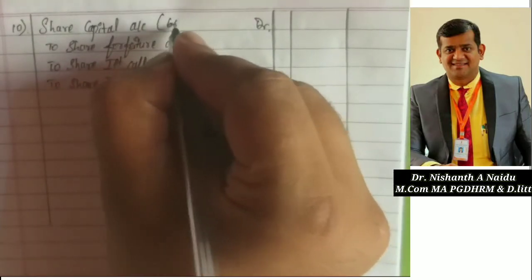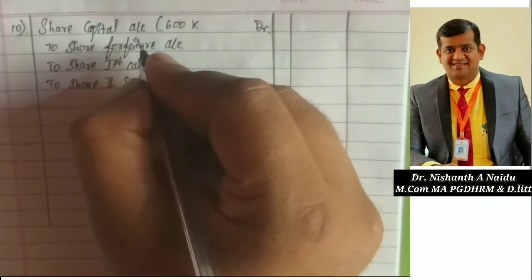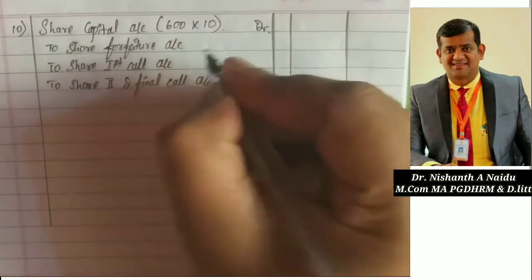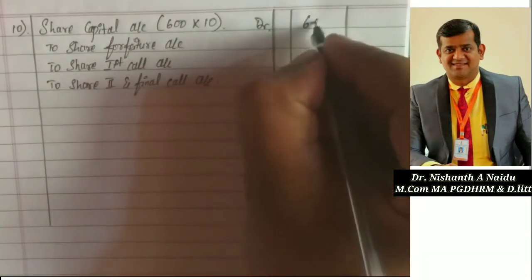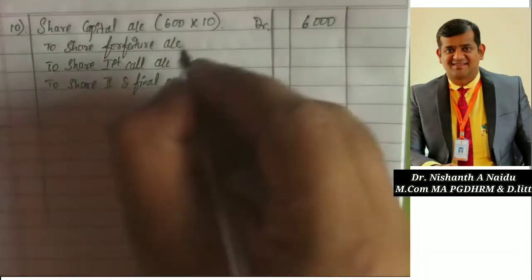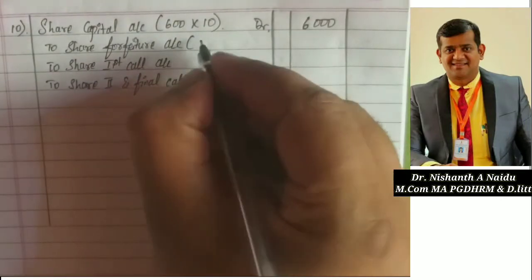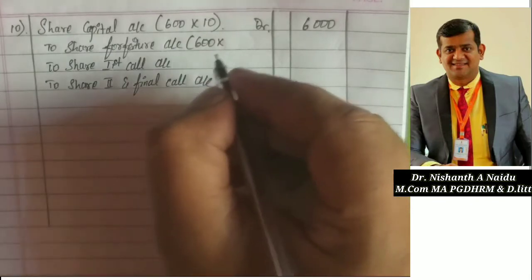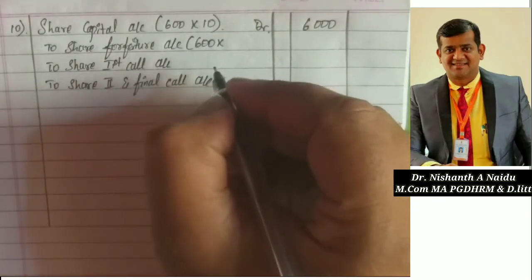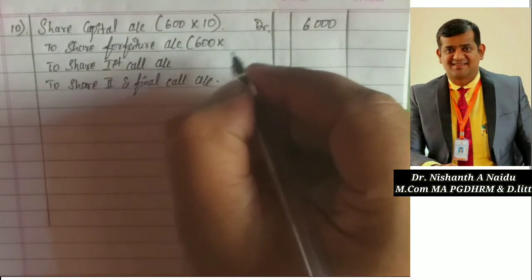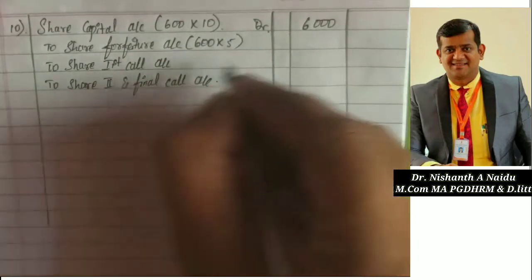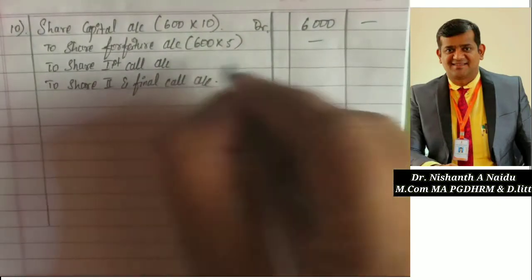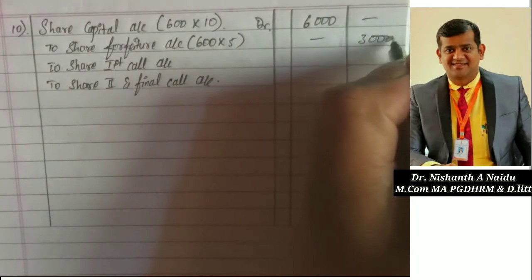So on 600 shares, how much is supposed to be paid? 10 rupees. So 600 into 10, how much? 6,000 rupees. So how much has he paid till the allotment? Till the allotment he has paid rupees 3 on application, then rupees 2 on allotment. So 3 plus 2 is 5. Okay, so he paid 5 rupees. So 600 into 5, that is 3,000.